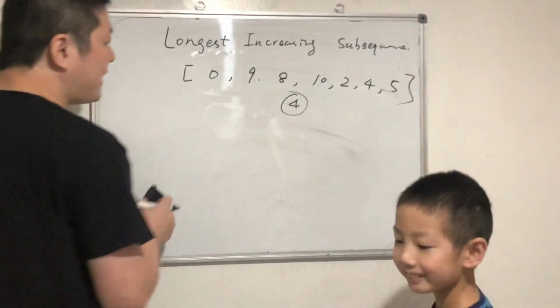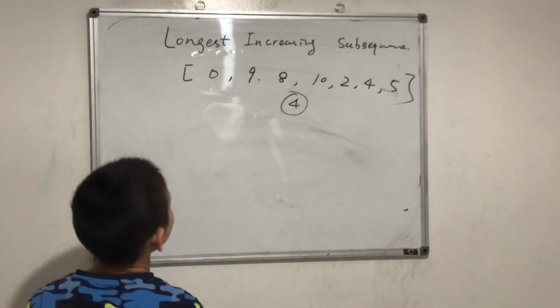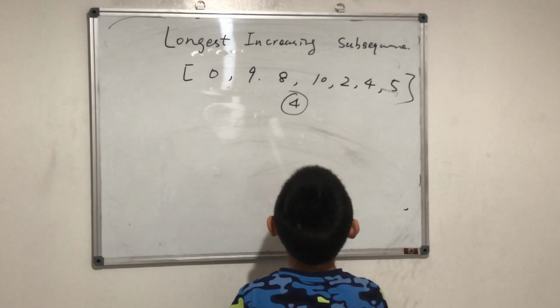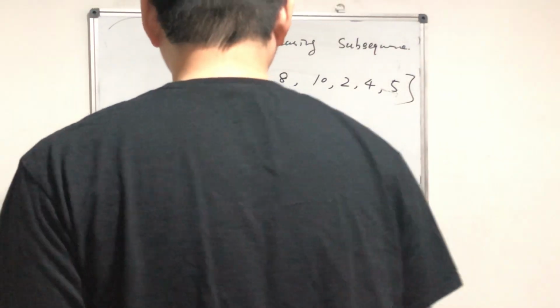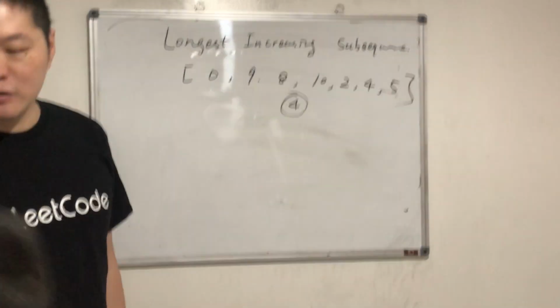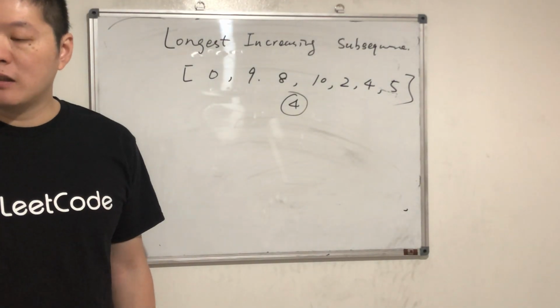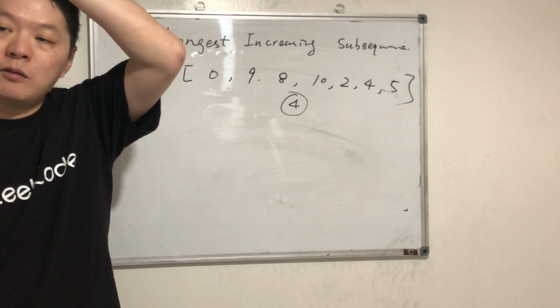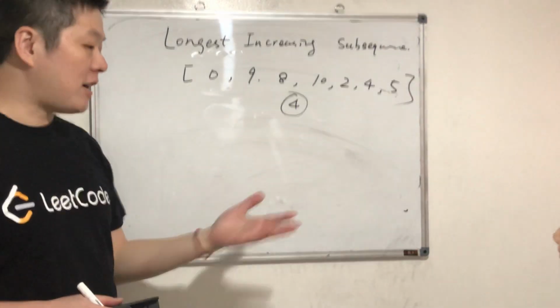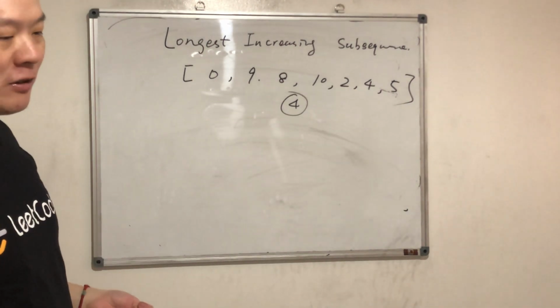So any idea how we are solving this problem? Just find the longest subsequence. How are we doing this? Any ideas? Just think about it. Brute forcing, yeah, that's a good approach. How are we brute forcing?